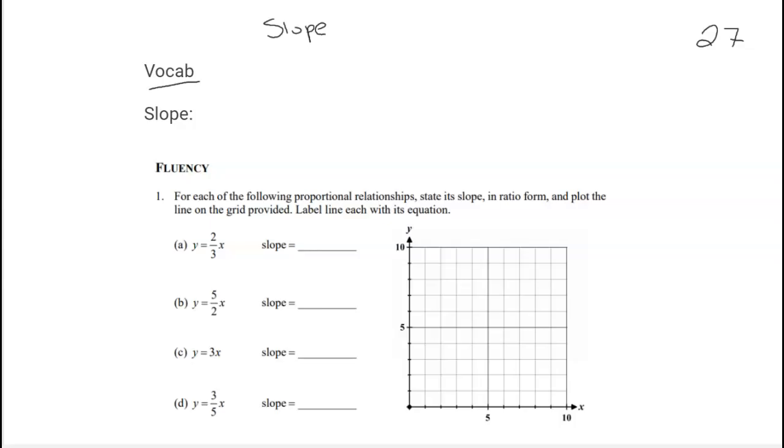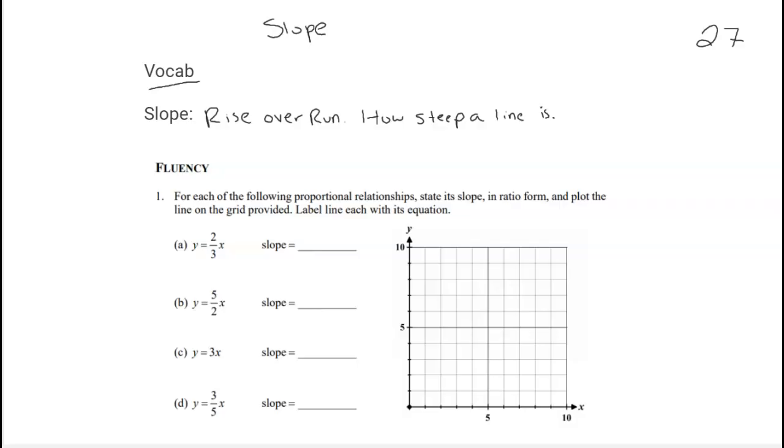So let's talk about some vocab. The only vocab word today is the actual slope. I want you guys to think of it as rise over run. I know you've heard that before. So we're going to think of it as how steep a line is. Again, just getting used to this new thing right here.